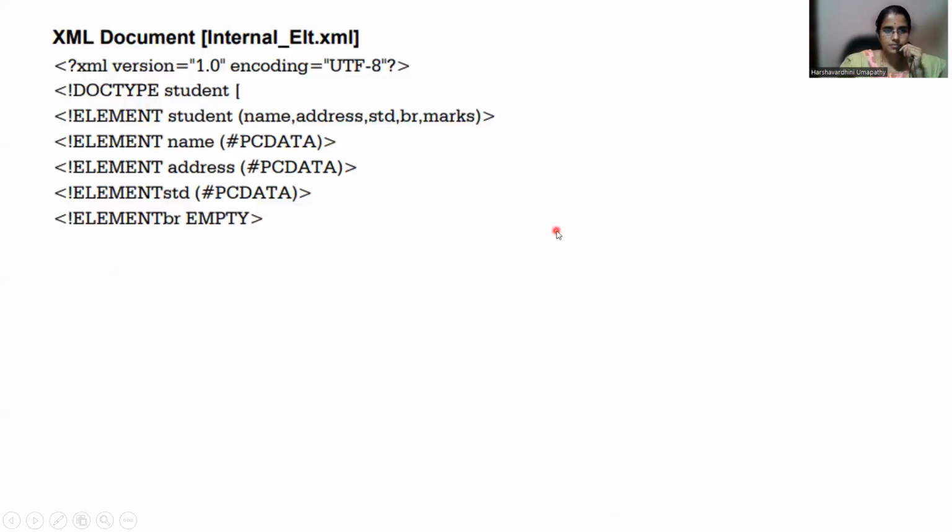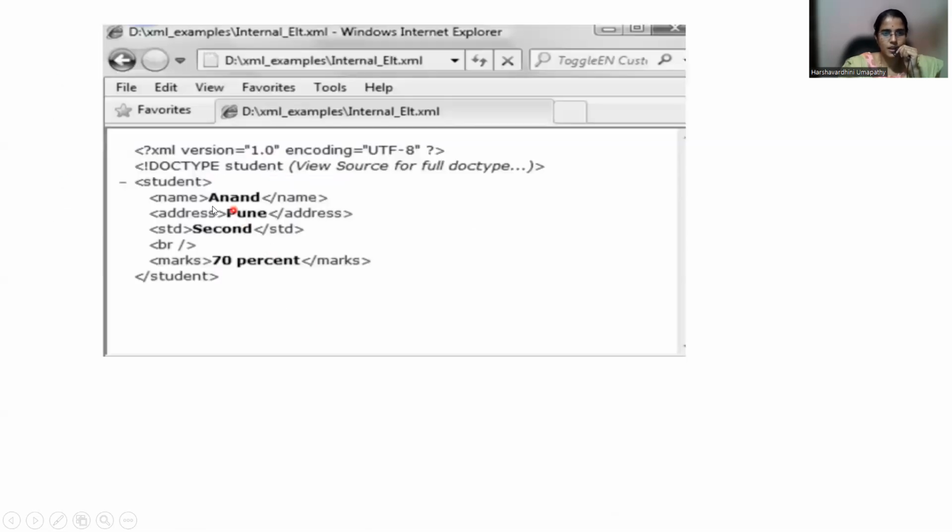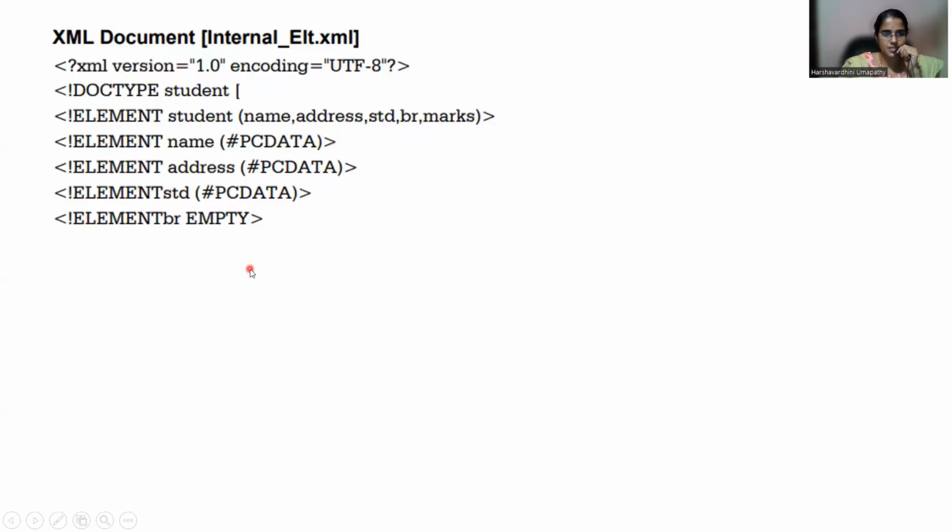Next one. So this is an example document. First one, here it is the syntax. And next one, this is the output. You will have student name, student address, and the standard and the percentage of marks. This is the one. DOCTYPE student, element student, name, address, standard, then BR break, and last marks.